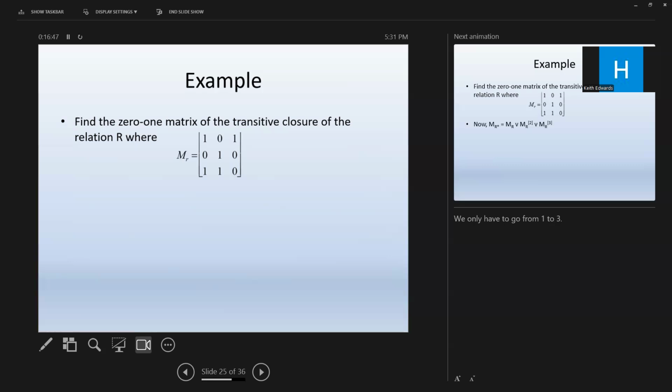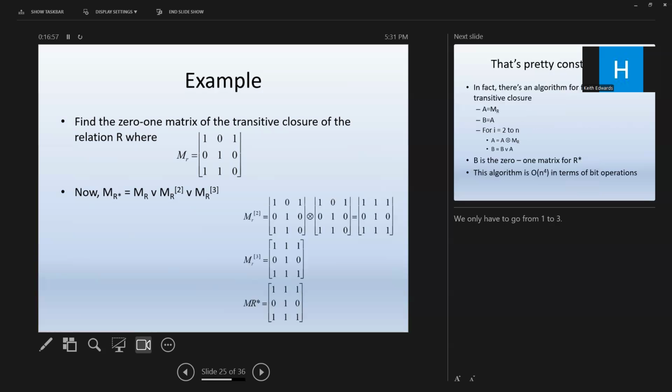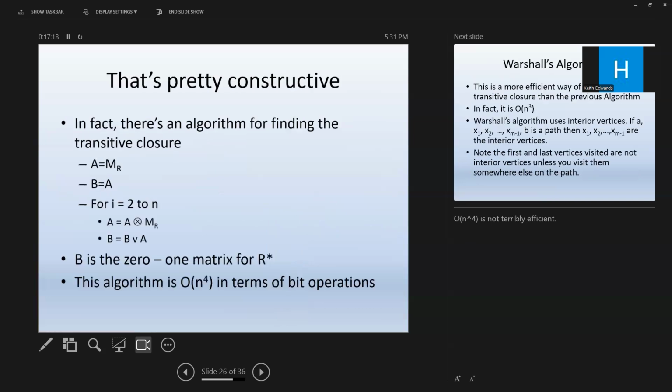Well, we can get MR squared, MR cubed, and union those together. Basically we have to do a lot of matrix multiplication, but we can get MR2. The good news is that MR3 is equal to MR2. Unioning those two basically gives us MR star, which is the same as MR2 and MR3. And so we only have to go from 1 to 3. It's not horrible. And in fact, there is an algorithm to do this.